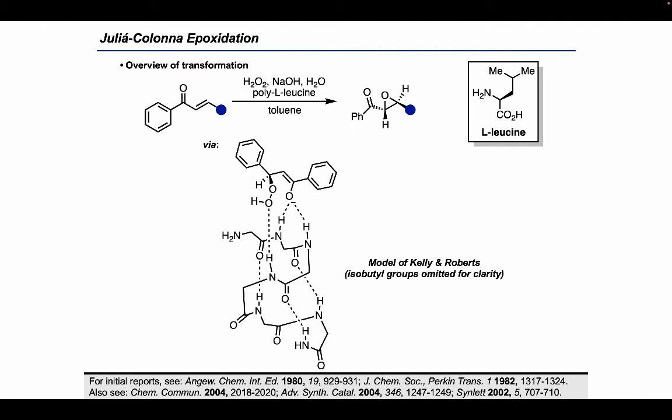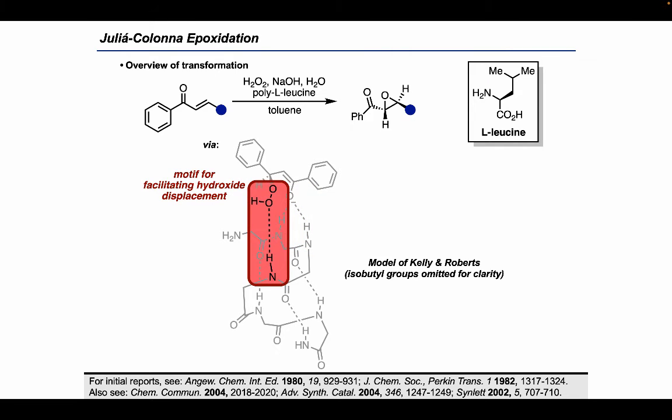To understand a bit more about how asymmetric induction is occurring in this reaction, it's worth looking at the model published by Kelly and Roberts in 2004, in which 3 N-terminal amide NH bonds bind to the hydroperoxide enolate intermediate. On the one hand, 2 NH bonds of the N-terminus bind to the enolate oxygen and form a so-called oxyanion hole. On the other hand, a further NH bond of the catalyst binds to the hydroperoxide moiety and aids in the intramolecular hydroxyl displacement event that forms the epoxide.